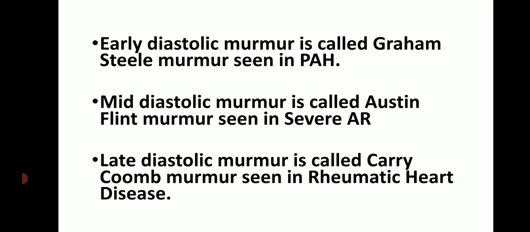Early diastolic murmur is called Graham Steell murmur, seen in PAH. Mid-diastolic murmur is called Austin Flint murmur, seen in severe AR. Late diastolic murmur is called Carey Coombs murmur, seen in RHD.